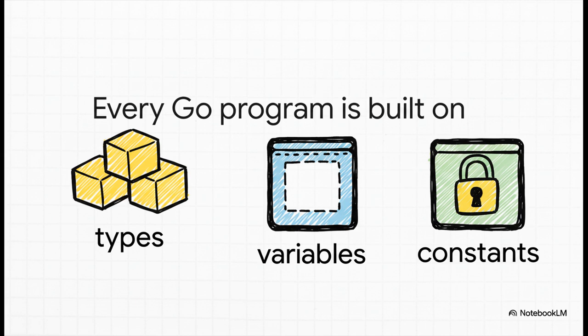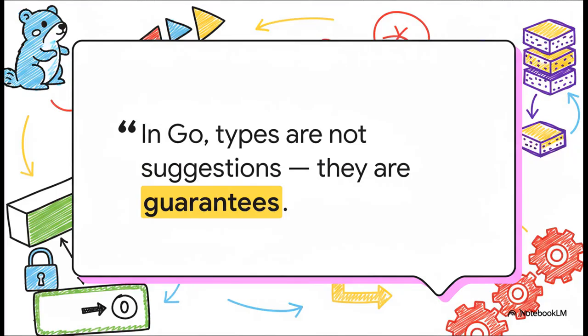Now, getting a handle on these isn't just about memorizing some rules. It's about really understanding the why behind them, the philosophy that makes Go feel so safe and predictable right from the get-go. This quote right here, it's everything. You know, in a lot of other languages, a type is kind of like a friendly suggestion, but not in Go. Oh no, in Go, a type is a hard and fast guarantee. It's not the language trying to box you in. Think of it more like a contract you make with the compiler, a promise that helps you wipe out a whole category of nasty bugs before you even hit run.